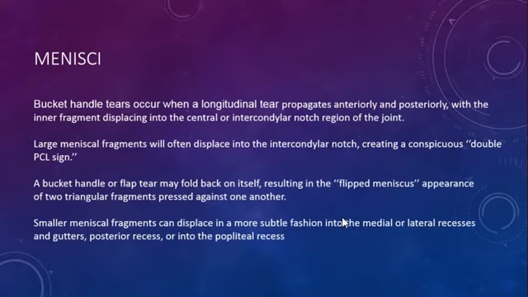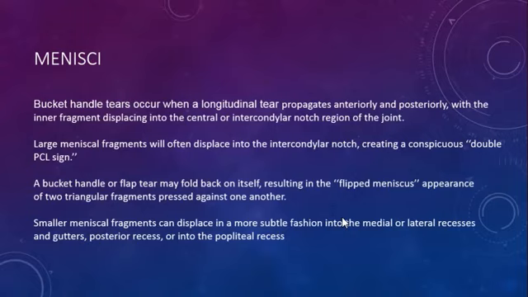Smaller meniscal fragments can be displaced into various compartments of the knee joint, including the medial or lateral recesses, posterior recess, and into the popliteal recess. So you might have a bucket handle tear that does not present with a double PCL sign. Just keep in mind that the body of the meniscus should be seen on two consecutive cuts in a standard MRI examination of the knee. Two subsequent sagittal cuts of the MRI.